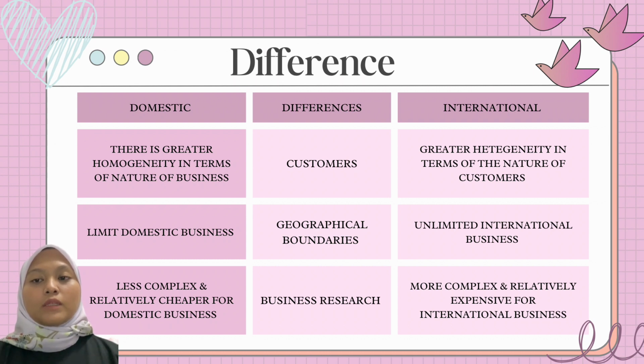Next is geographical boundaries. There are limits in domestic. Domestic business is limited, and international business is unlimited. Next is business research. For domestic, it is less complex and relatively cheaper compared to international business. For international, it is more complex and relatively expensive compared to domestic business.